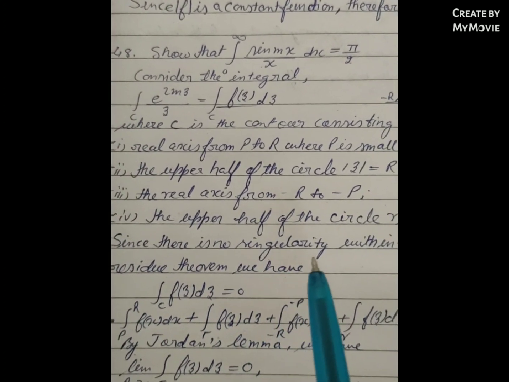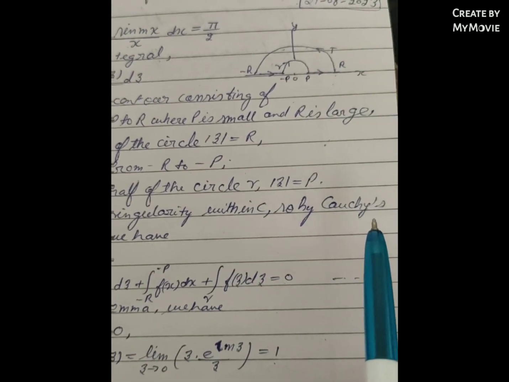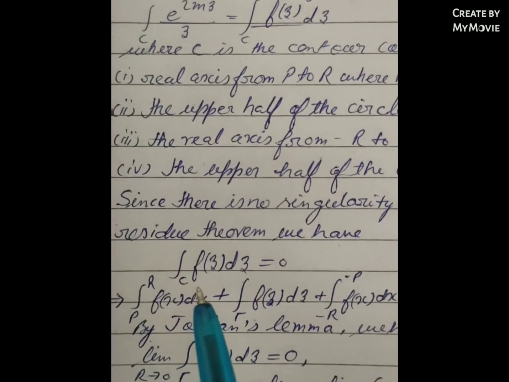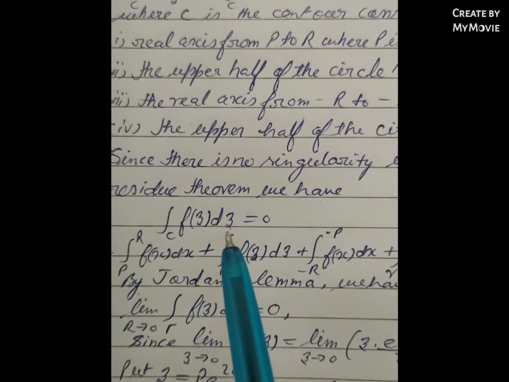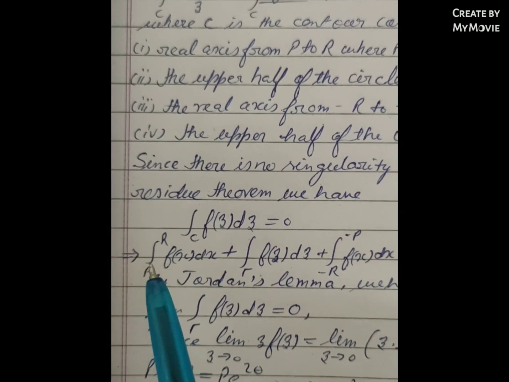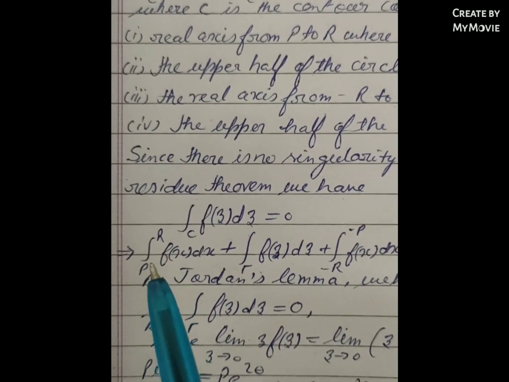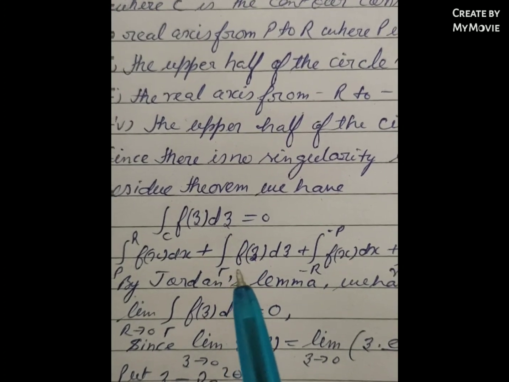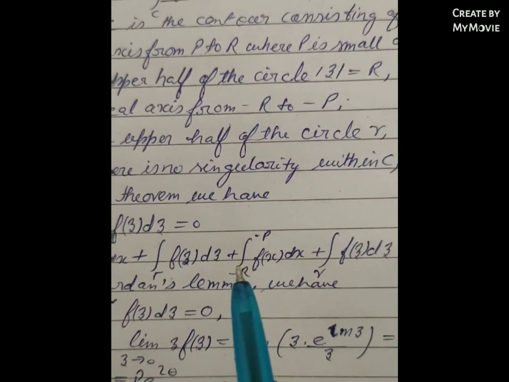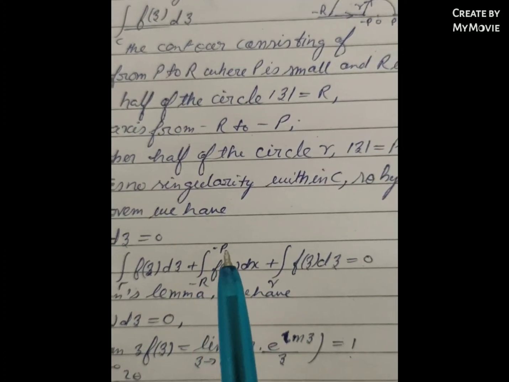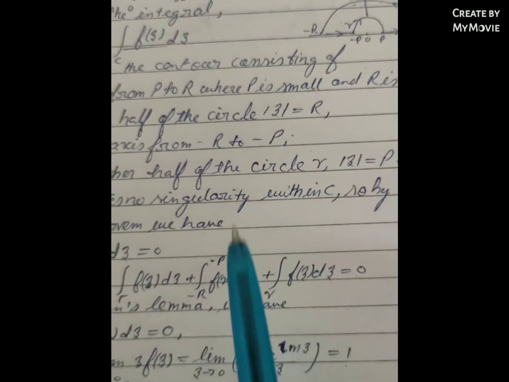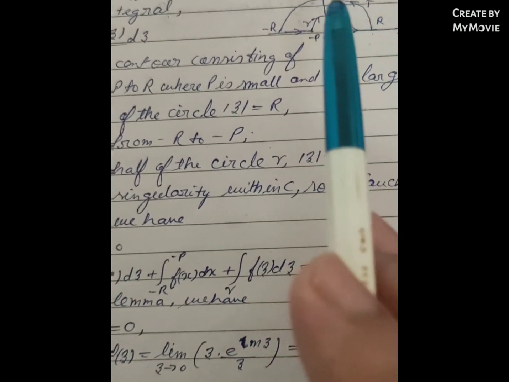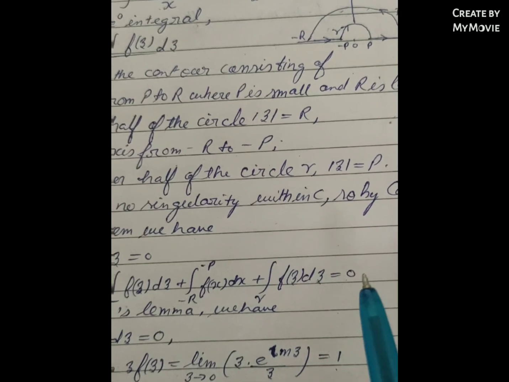Since there is no singularity within C, by Cauchy's residue theorem we have the integral over C of f of z dz equal to 0, which implies the integral from rho to R of f of x dx plus the integral over the big semicircle of f of z dz plus the integral from minus R to minus rho of f of x dx plus the integral over gamma of f of z dz is equal to 0.